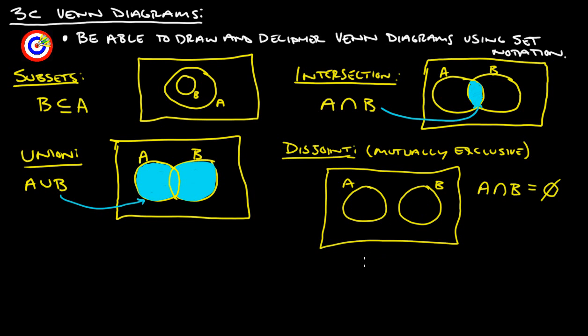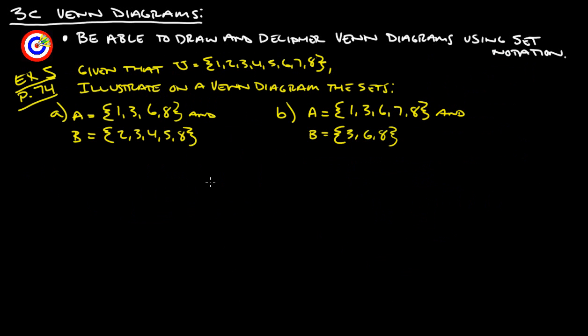All right? So those are the four big things we want to look at. So let's take a look at some examples with that. Example 5 from page 74 is, given that the universal set is 1, 2, 3, 4, 5, 6, 7, 8, illustrate on a Venn diagram the sets. Set A is 1, 3, 6, and 8, set B is 2, 3, 4, 5, and 8, and then for example B we've got set A is 1, 3, 6, 7, and 8, and set B is 3, 6, and 8.